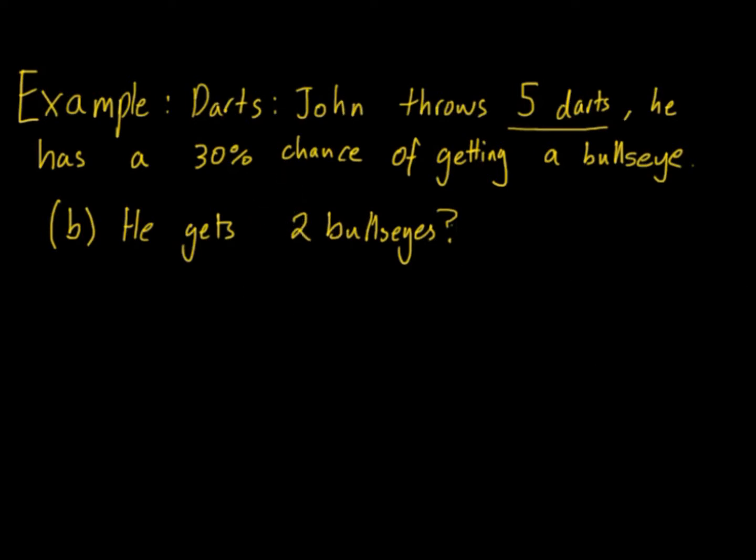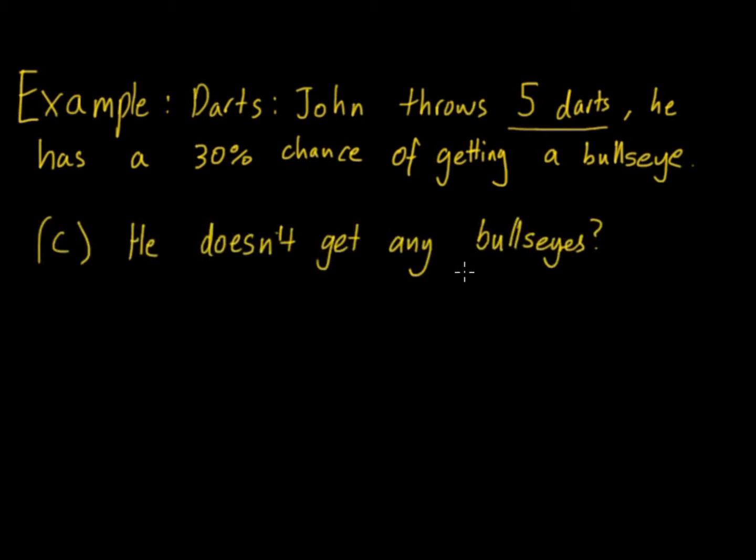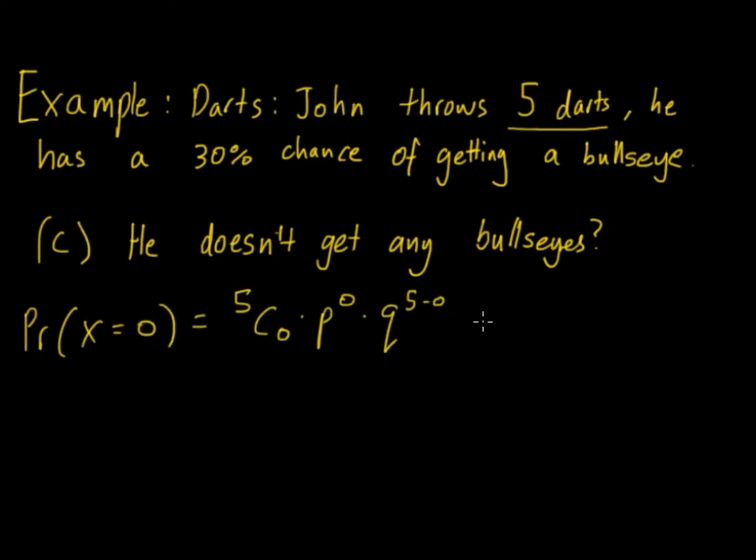Alright, so the third part of this question is he doesn't get any bullseyes. So we can calculate that by thinking that the probability of x is equal to 0, which gives us 5c0 times p to the 0 times q to the 5 minus 0, which gives us 5c0 times q to the 5.